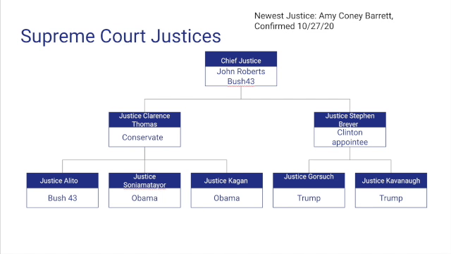We have Justice Alito, who was put in by Bush 43. We have Justice Sotomayor, who was an Obama appointee. Justice Kagan, who was an Obama appointee. Worth noting, she was also a Solicitor General for the Bush 43 administration. Justice Gorsuch, who was put in by Trump, and Justice Kavanaugh, who was put in by Trump. And then we have our final edition, a justice, her name escapes me, who was just put in by Trump.